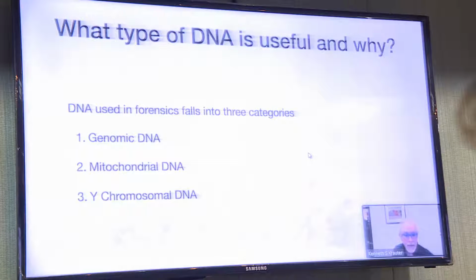Okay, so typically when you're at a crime scene and you're isolating DNA, or if you're in the field and you want to isolate DNA from plants to look at inheritance patterns or whatever, DNA can be used from a number of categories. The first is genomic DNA, which we've been talking about. That's basically the entire genome of DNA.